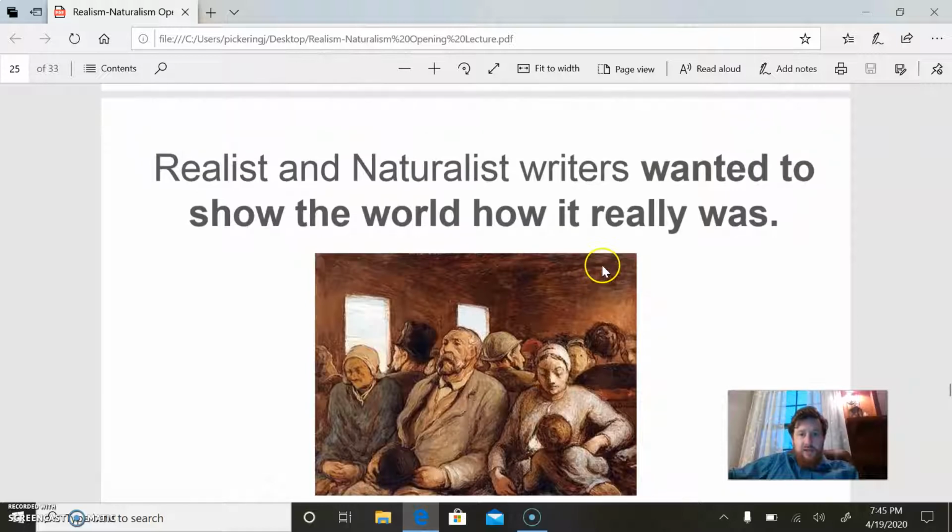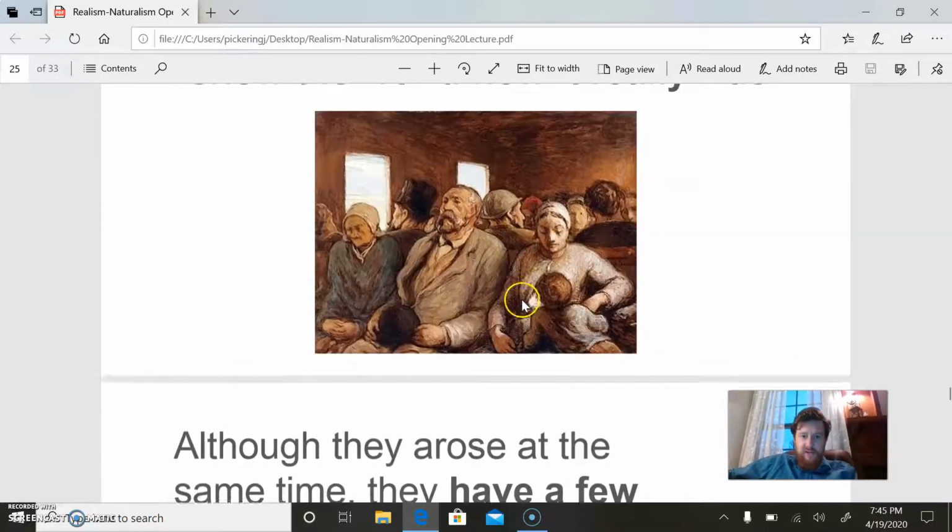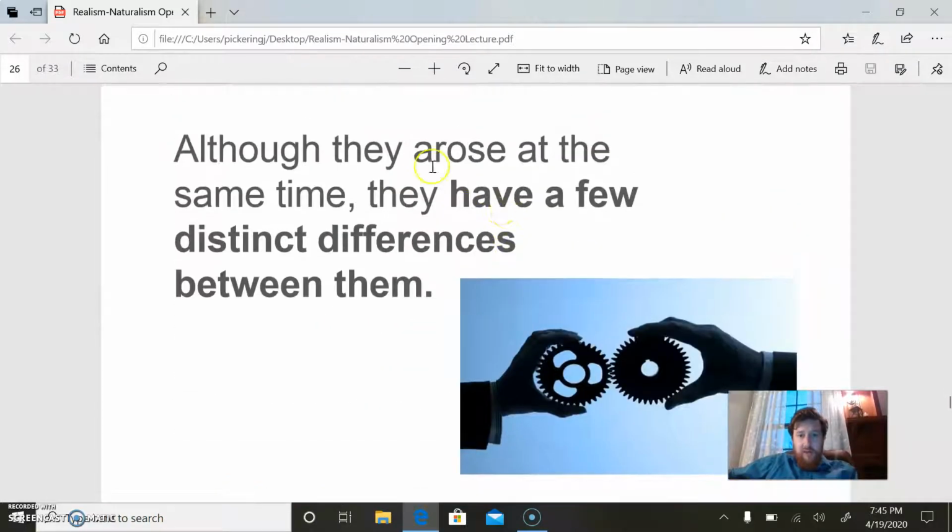The big thing you want to note about realism and naturalism that's far different from romanticism is that realists and naturalists wanted to show the world how it really was, to be a real reflection of what was going on during the time. Although the popularity of realism and naturalism arose at the same time, they both sought to bring a more realistic lens through which to view literature and the world. They do have a few differences between them.